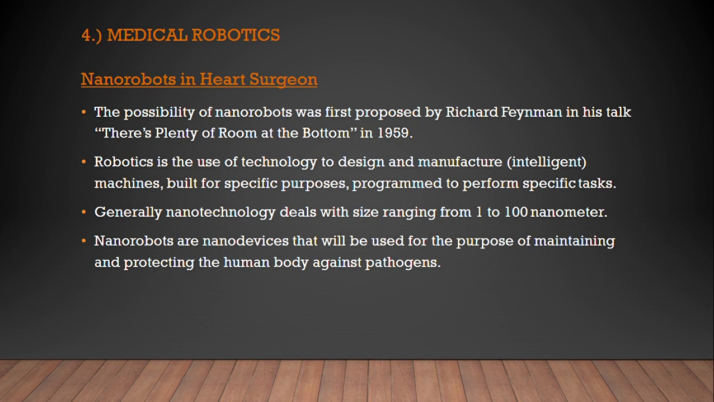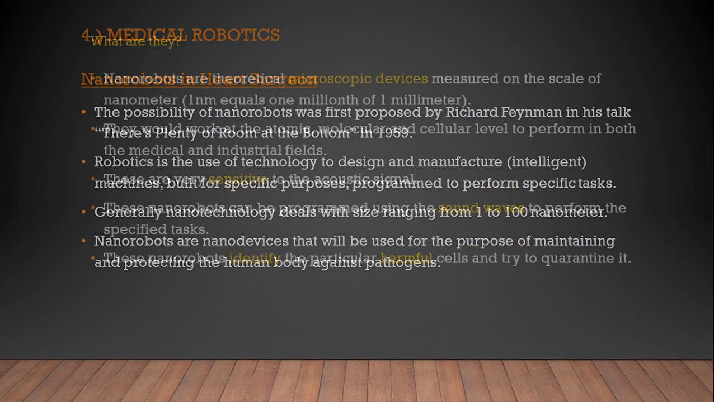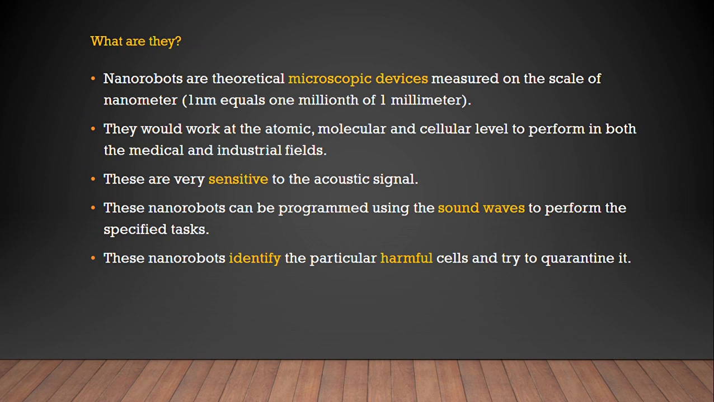Generally, nanotechnology deals with sizes ranging from 1 to 100 nanometers. Nanorobots are nanodevices that will be used for the purpose of maintaining and protecting the human body against pathogens. What are they? Nanorobots are theoretical microscopic devices measured on the scale of nanometers. 1 nanometer equals 1 millionth of 1 millimeter.